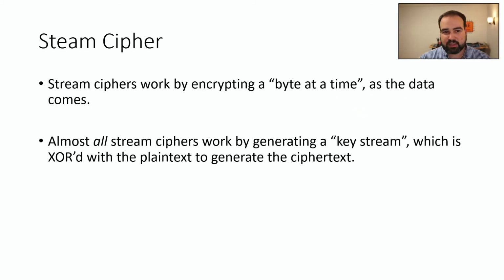The other thing we can see is a stream cipher. A stream cipher, basically, you can consider that it works by encrypting a byte at a time. So as the data is coming, it's encrypting the data or decrypting it.